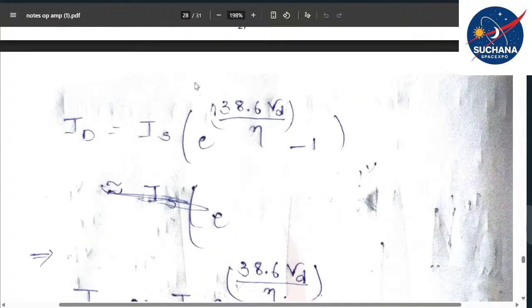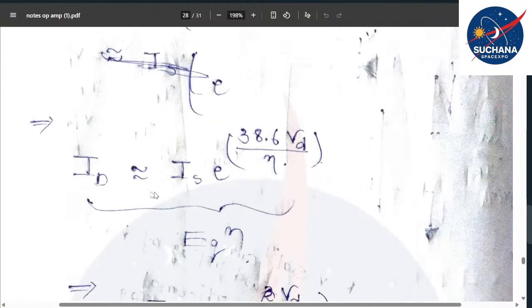So actually here we need to do some approximation. We can neglect this minus 1 based on some approximations. So finally ID becomes approximately equal to Is into e to the power of 38.6 into Vd by neta. Okay, this is the main equation.